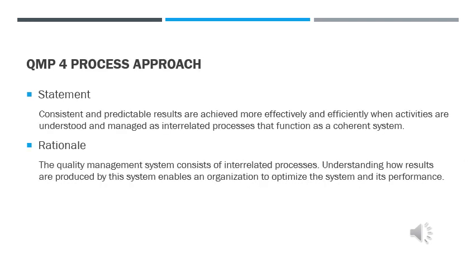So the next is QMP4, which is the process approach. The statement of this: consistent and predictable results are achieved more effectively and efficiently when activities are understood and managed as interrelated processes that function as a coherent system. The rationale of this: the quality management system consists of interrelated processes. Understanding how results are produced by this system enables an organization to optimize the system and its performance.